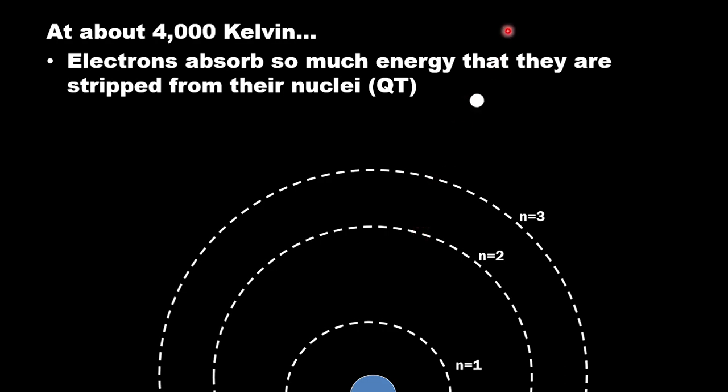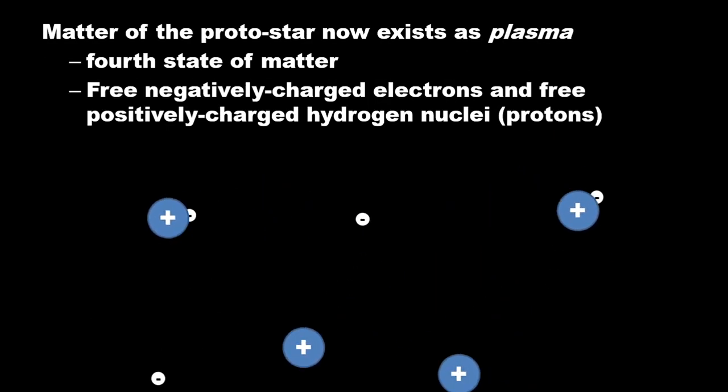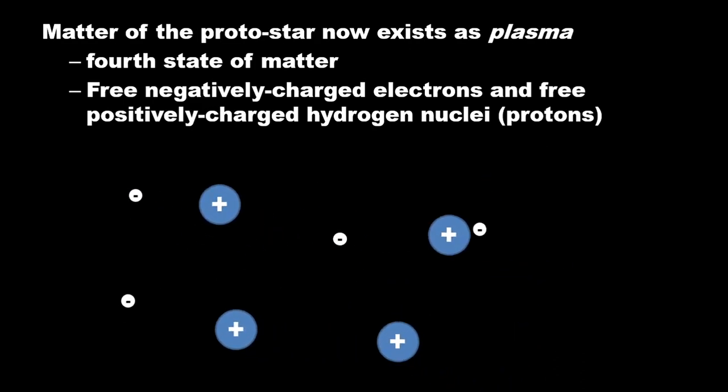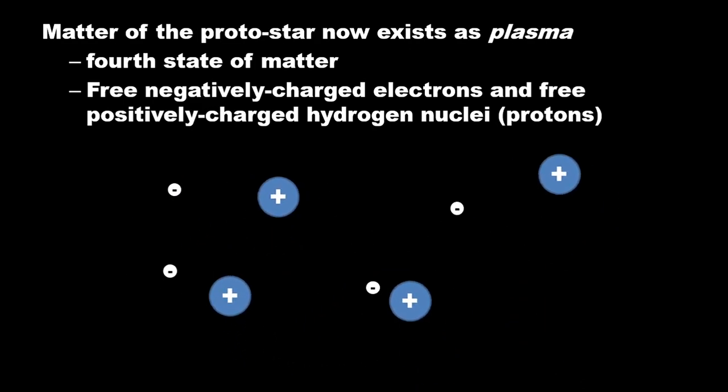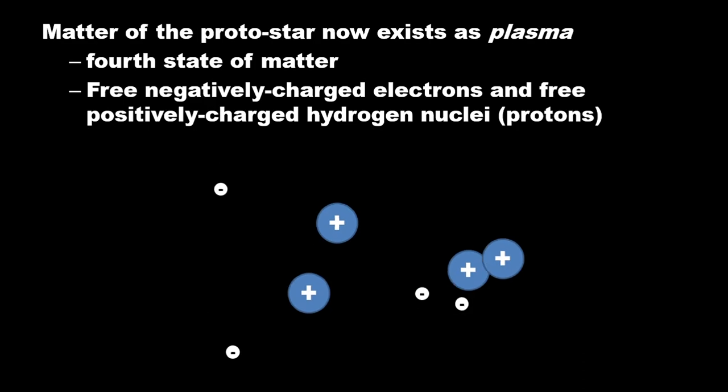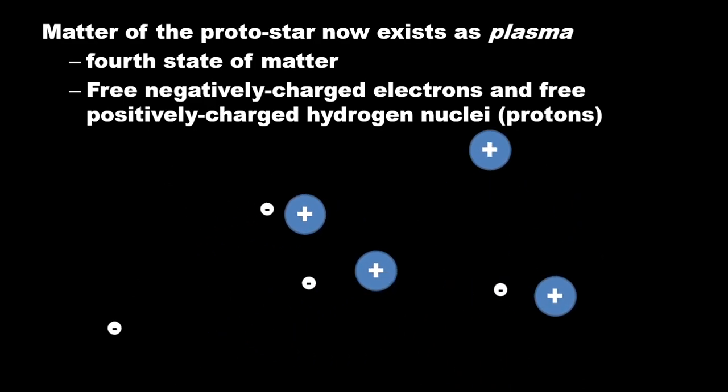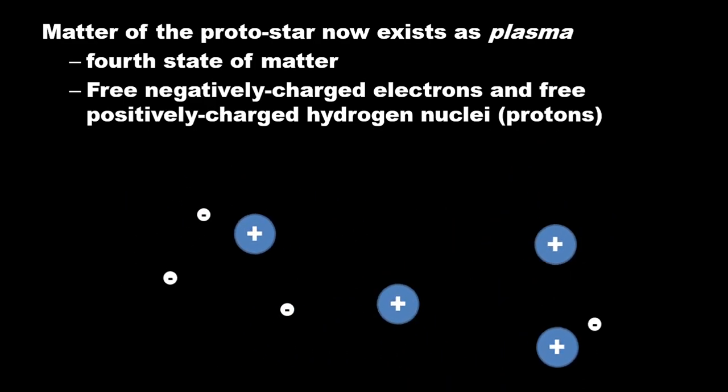This really happens after the 7th energy level. But once it moves past the 7th energy level, then the electron escapes. It can't be held anymore by the electromagnetic force. And so you now have the matter of the protostar existing in a state of matter we call plasma. This is different from solid, liquid, or gas.